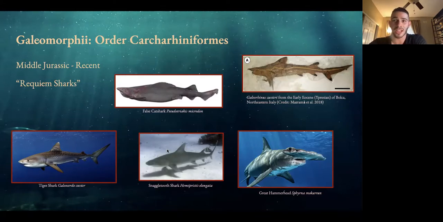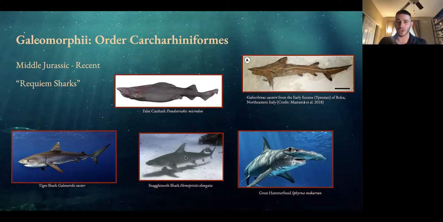You also have an extant species of snaggletooth, the Hemipristis elongata, which you can find lots of Hemipristis teeth throughout Maryland as well as elsewhere in the Miocene and Pliocene. However, they are much larger than what these modern sharks are, and these are more restricted than they were before as far as geographic range. But they still do exist and they still have that signature snaggletooth shape.